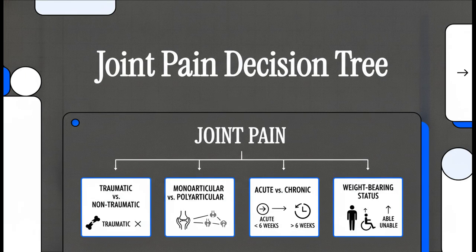Let's immediately jump into the first branching decision for joint pain on your Step 2 CK exam. We're skipping the fluff today and diving straight into the clinical algorithm. You've got to know how to instantly categorize a patient's pain, right? Is it traumatic or non-traumatic? Monoarticular or polyarticular? Acute or chronic? And honestly, the biggest thing for this explainer, can they actually bear weight on the joint?